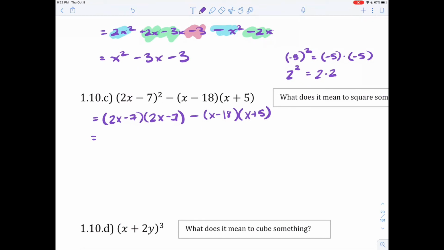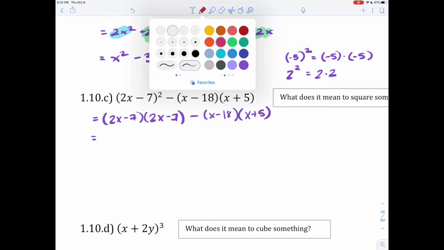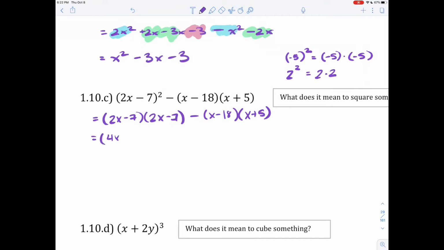So, this product, again, we're going to go ahead and FOIL. So we end up with 4x squared minus 14x minus 14x plus 49. And we're subtracting the product of x minus 18 times x minus 5. So again, we can FOIL, we could do our double distribution and get x squared plus 5x minus 18x minus 90.